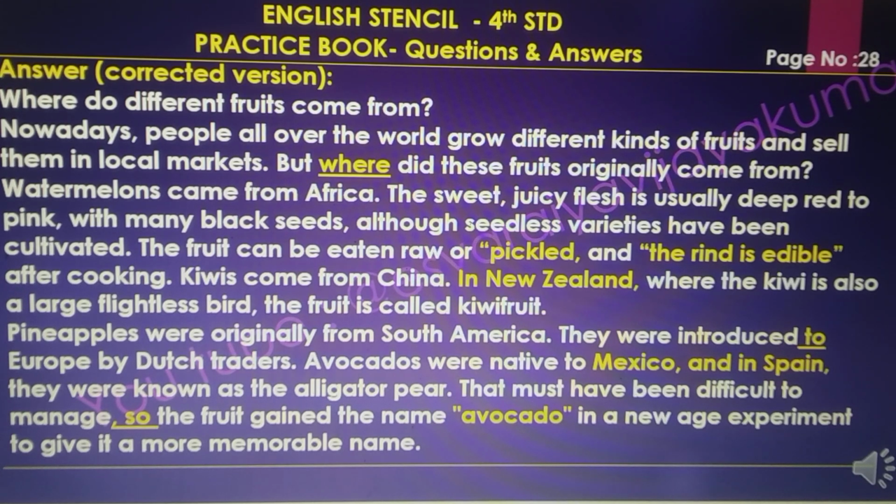The kiwis come from China. In New Zealand, where the kiwi is also a large flightless bird, the fruit is called kiwi fruit. The pineapples were originally from South America. They were introduced to Europe by Dutch traders. The avocados were native to Mexico, and in Spain they were known as the alligator pear. That must have been difficult to market, so the fruit gained the name avocado in an early advertising experiment to give it a more memorable name.